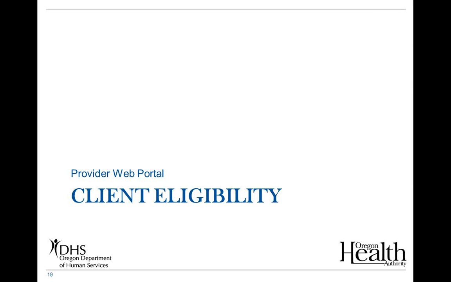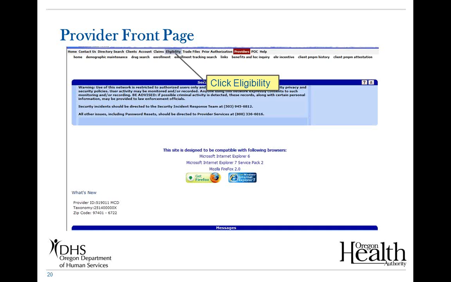All right, next step is client eligibility. So now you're in the system, you have all the access that you need, and you need to make sure that a client is eligible for services. So the way you do that is, here's your home page again, and your menu up here. What you do is click Eligibility.